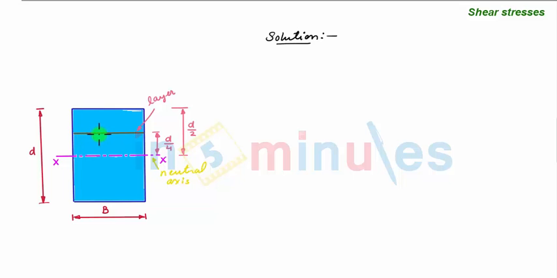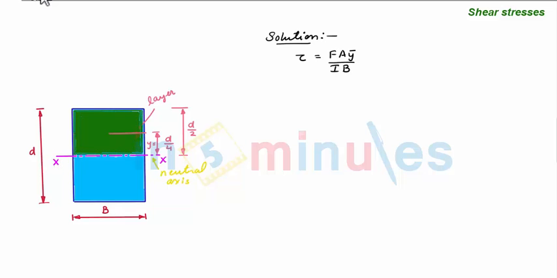Now consider a layer which is at a distance d by 4 from the neutral axis or centroidal xx axis. We see that this half of the section will be of depth d by 2. Now we know shear stress at any layer is given by the formula F A y bar by I b, where F is the shear force, I is the moment of inertia of the complete section, b is the width of the layer, and A y bar is the first moment of the area above the layer and about the neutral axis.